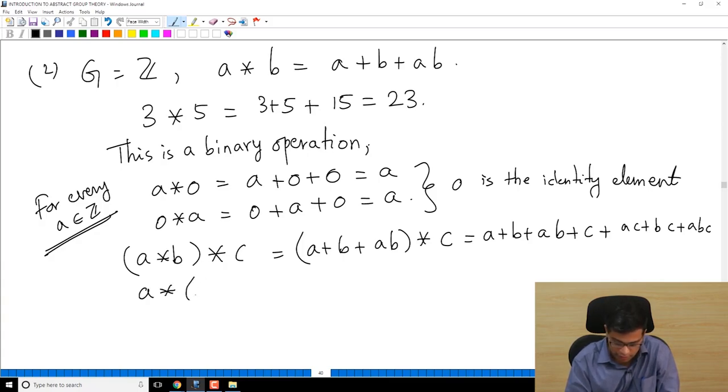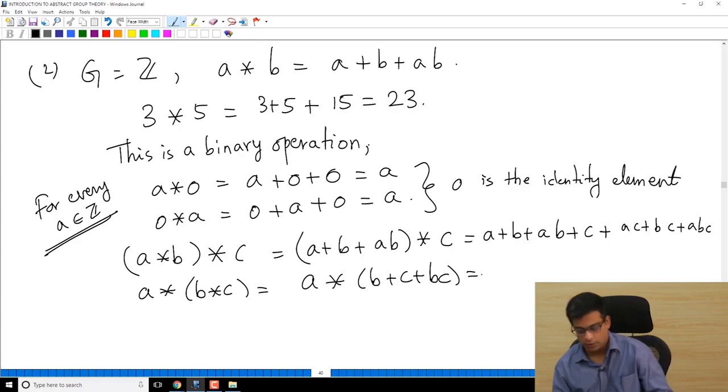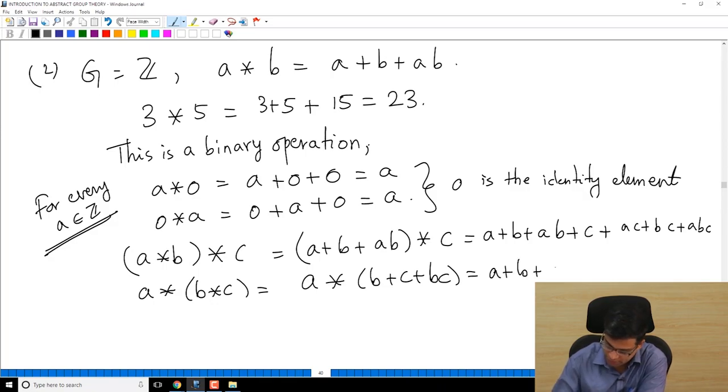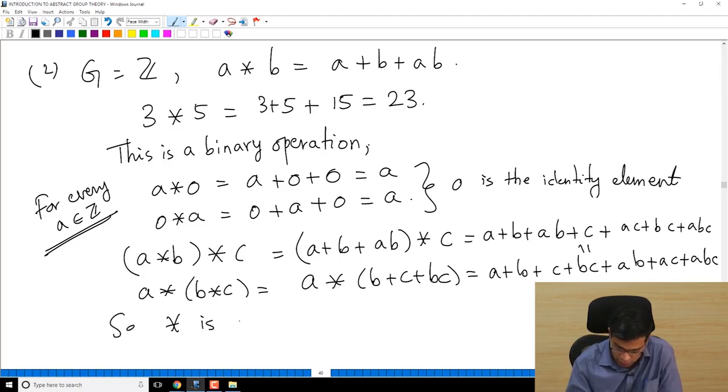On the other hand, if you do A star (B star C), this is A star (B plus C plus BC). Now, again remember star means we take the sum of the two terms and then add the product of the two terms. So, you get A plus B plus C plus BC plus the product, which is AB plus AC plus ABC. So, now if you actually look at these two, these are equal because A is there, B is there, C is there, AB, AC, BC are there, ABC is there. So, these are equal. So, star is actually associative also.